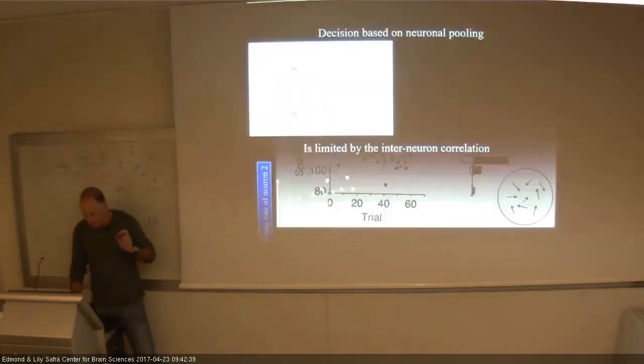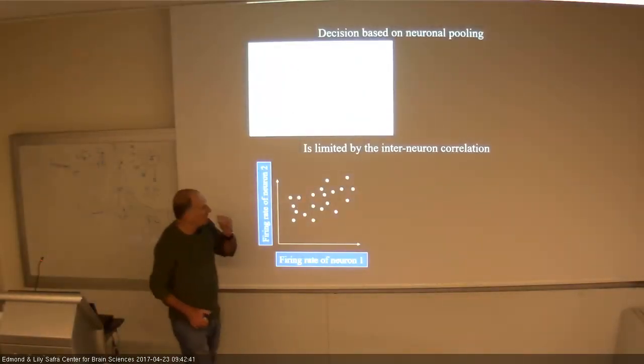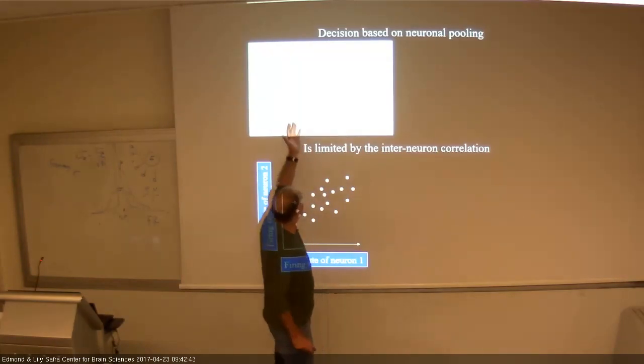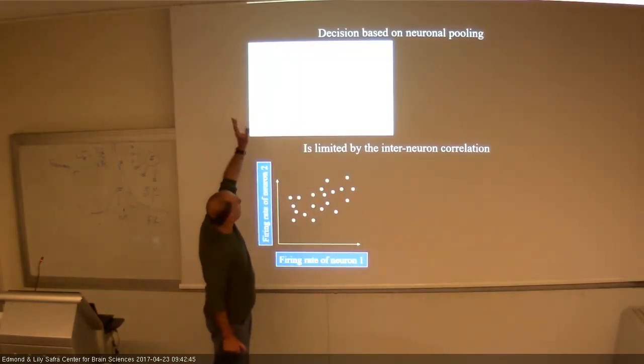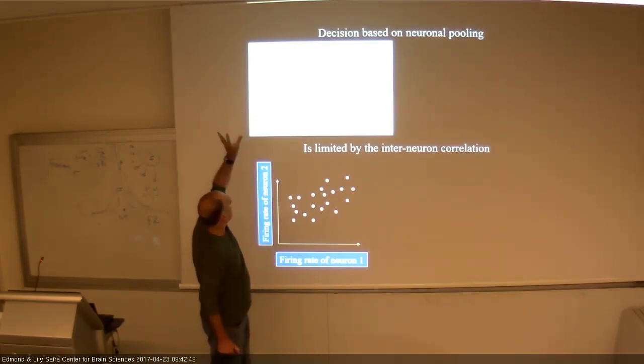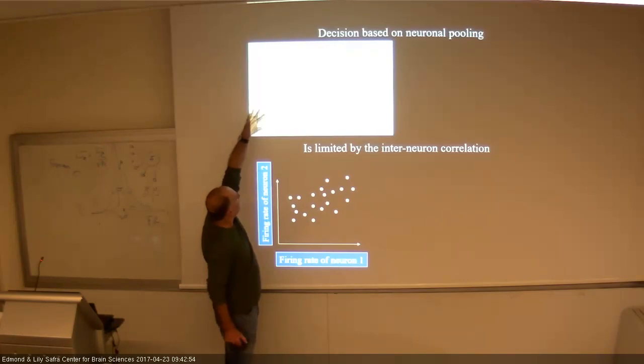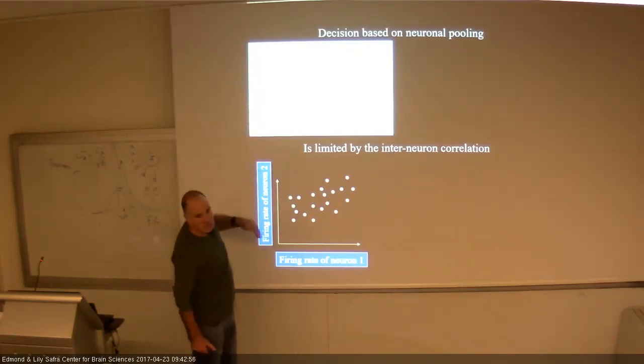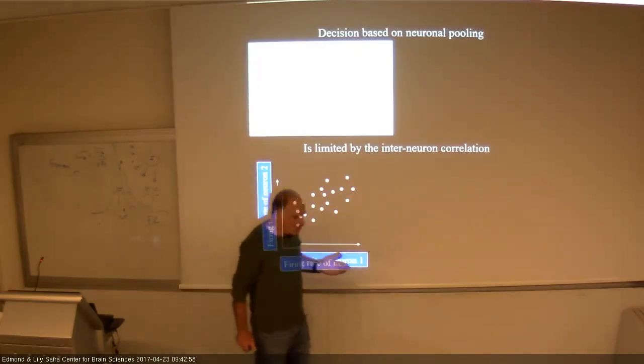And just 2 more slides before we take a break. Okay, so how can we understand this? The first thing is, one can think about this: you have a population of cells selected to the upwards motion and another population of cells selected to the downwards motion. And how do you arrive at a decision?